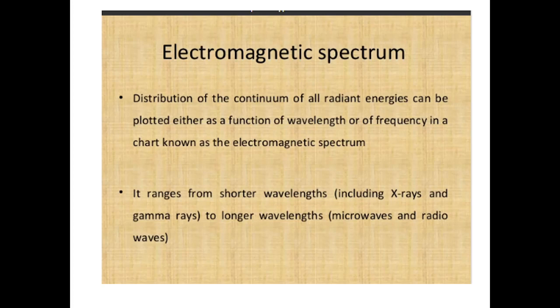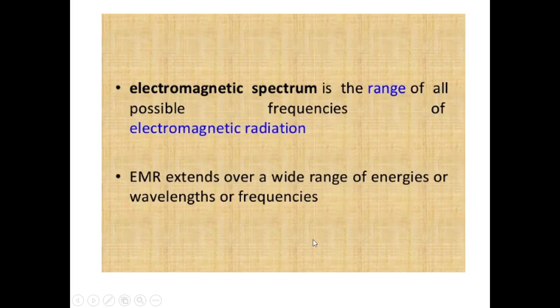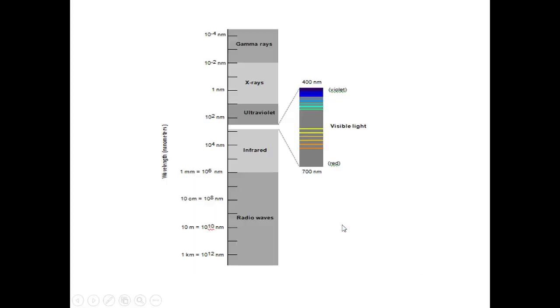Next, coming to the electromagnetic spectrum, a distribution of the continuum of all radiant energies can be plotted either as a function of wavelength or frequency in a chart known as the electromagnetic spectrum. This spectrum ranges from shorter wavelengths, including X-rays and gamma rays, to longer wavelengths, that is microwaves and radio waves. The electromagnetic spectrum is a range of all possible frequencies of electromagnetic radiation, and this EMR extends over a wide range of energies, wavelengths or frequencies.